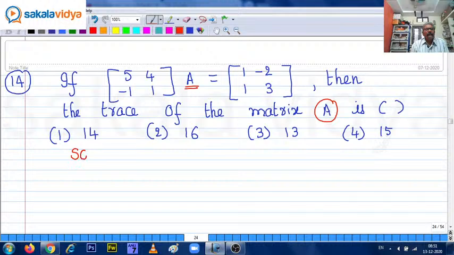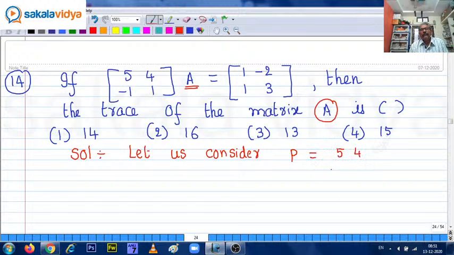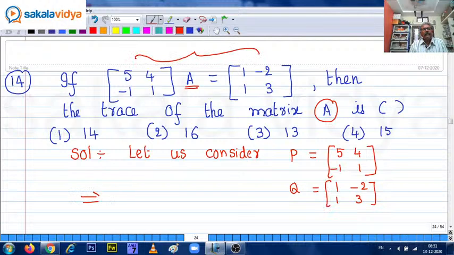So first, solution, write down. Let us consider P equals 5, 4, minus 1, 1. Q equals 1, minus 2, 1, 3. Now it becomes like this: P times A equals Q. This is called a matrix equation.